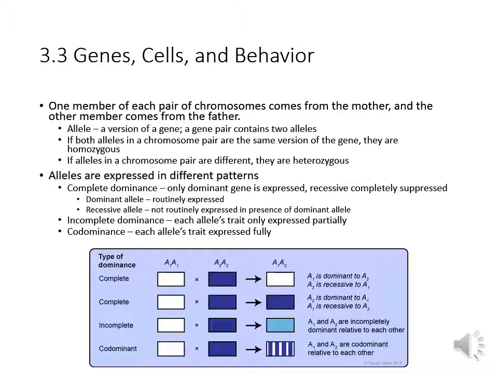Alleles are expressed in different patterns. One pattern is complete dominance, where only the dominant gene is expressed and the recessive gene is completely suppressed. Incomplete dominance is when each allele's trait is only expressed partially, and codominance is where each allele's trait is expressed fully.